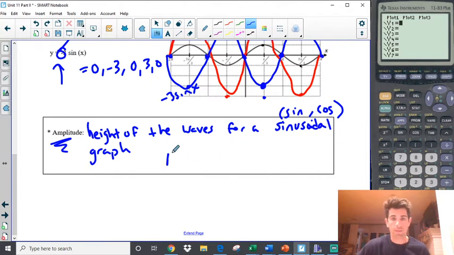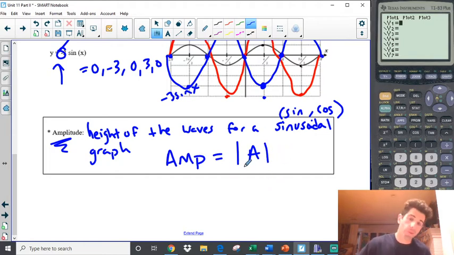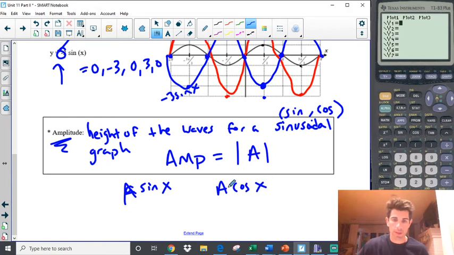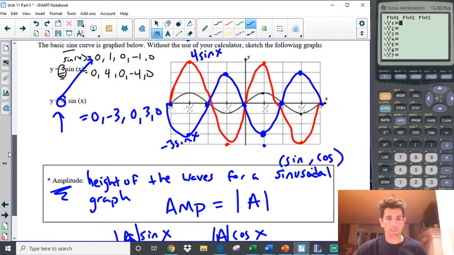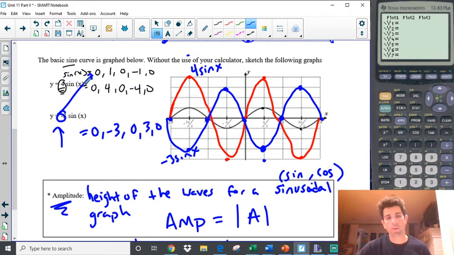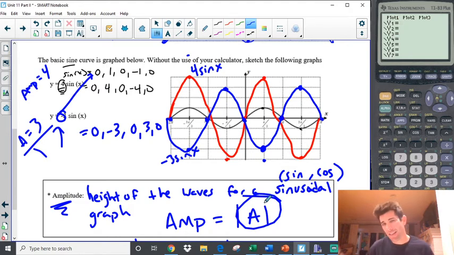There you go. So then if I ever gave a question and said, well, what is the amplitude? It's the absolute value of the number in front, right? So a sine x, or a cosine x. That number in front would be the answer to the amplitude. So if I said, what was the amplitude of y equals 4 sine x? You would tell me that the amplitude was 4. If I said, what was the amplitude of negative 3 sine x? You would tell me the amplitude is 3. Because again, it is the absolute value, okay?